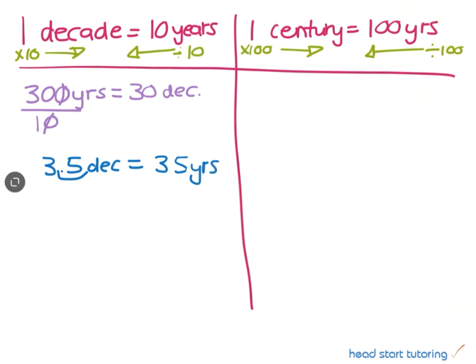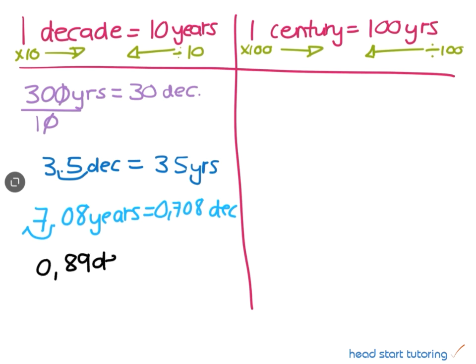If I would like to work out what 7.08 years is equal to in decades, I need to divide by 10, so I have 0.708 decades. If I would like to work out what 0.89 decades is equal to in years, I need to multiply by 10, so I have 8.9 years.